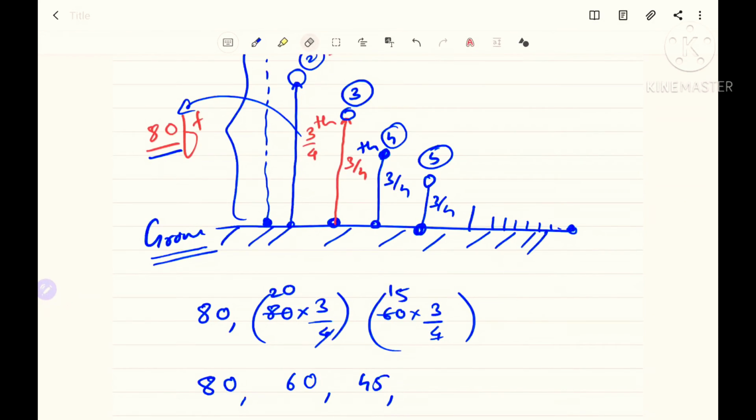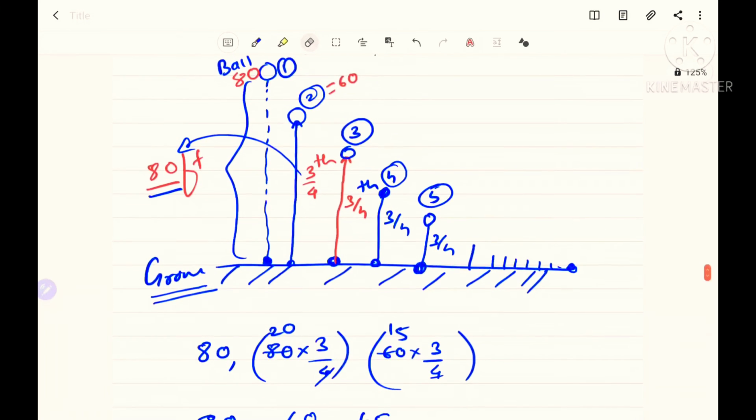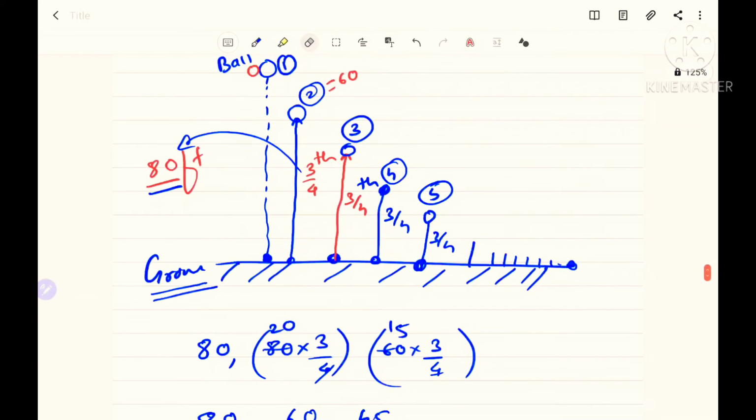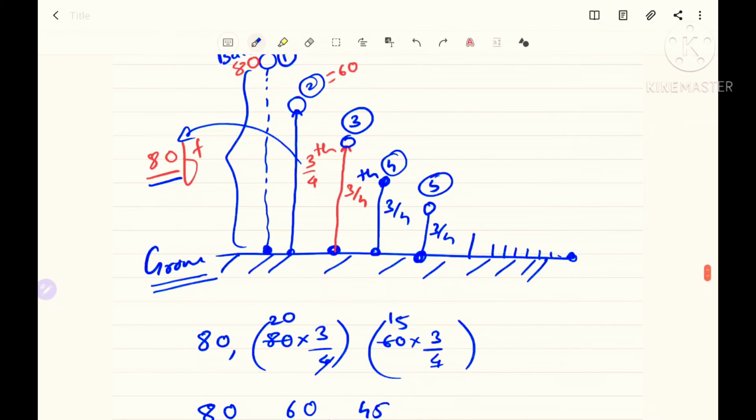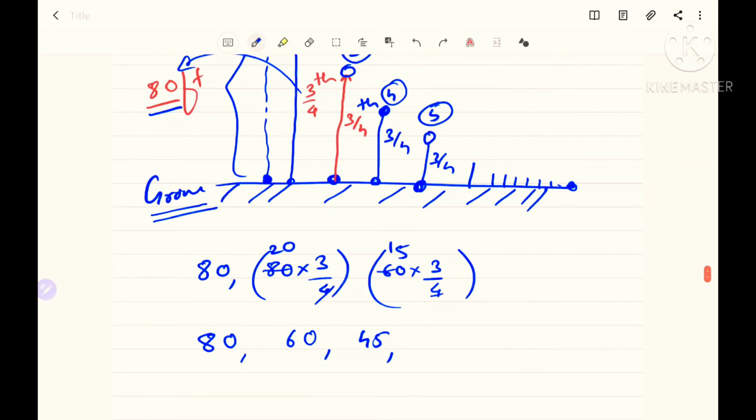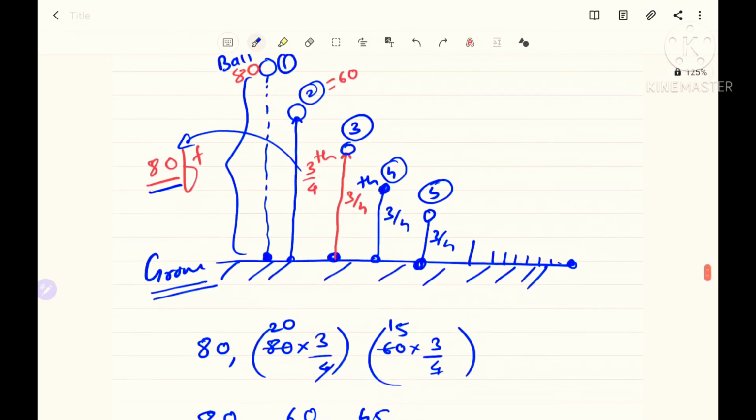So here I am continuing. Try to observe this thing. The first height of the ball is 80, right? Then the second one is 60, then the next layer is 3/4 of the 60. So friends, try to observe here, 3/4 of the 60 becomes 45, right? Here I am mentioning the third layer, where the ball will reach up to 45 feet.